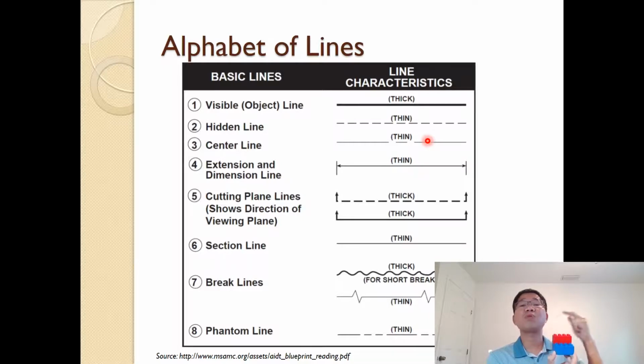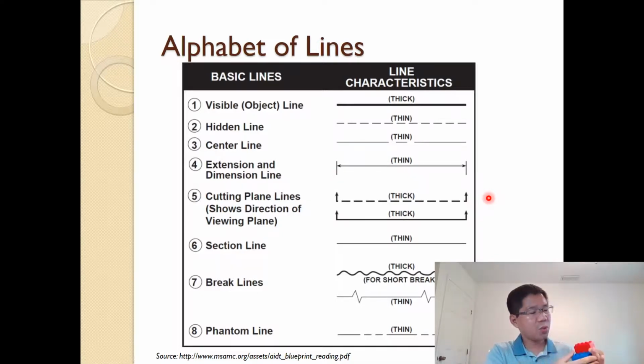So it has to contrast the thickness and also the type of the line that we have. And then the cutting plane: if we want to cut this in the middle or in here, this arrow shows the view I have.